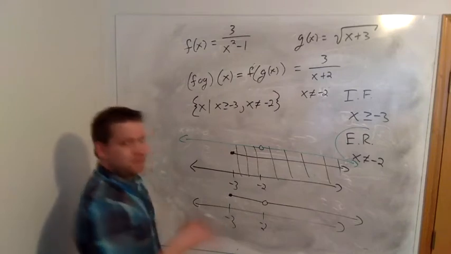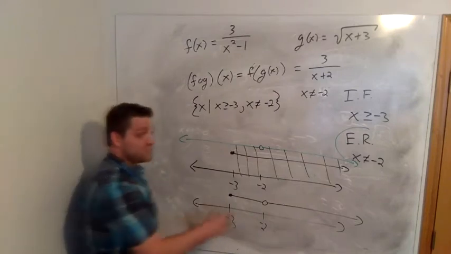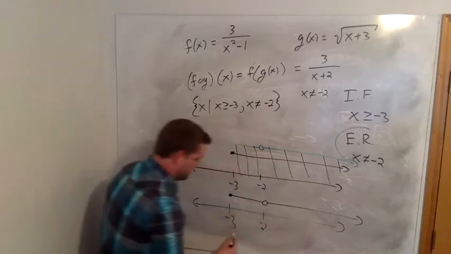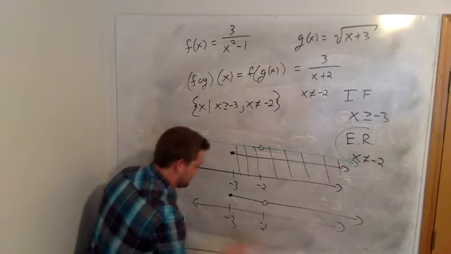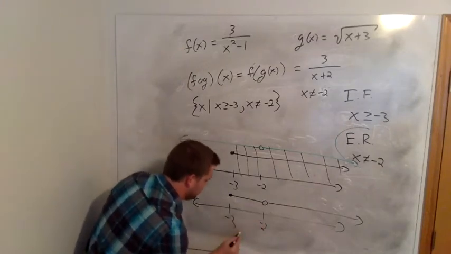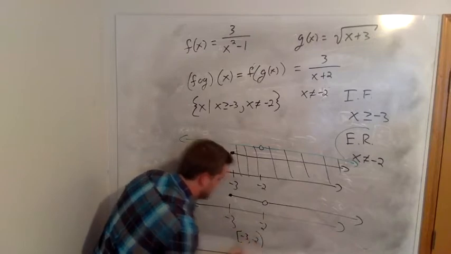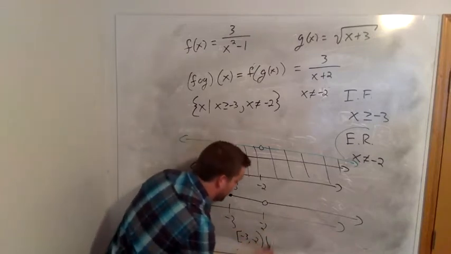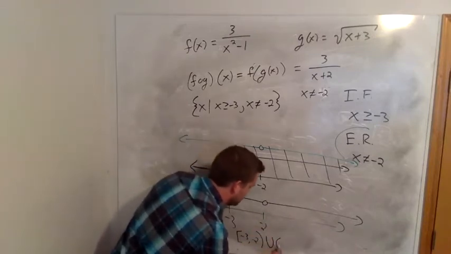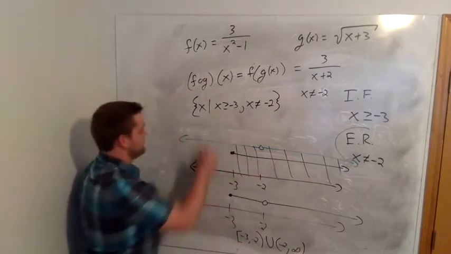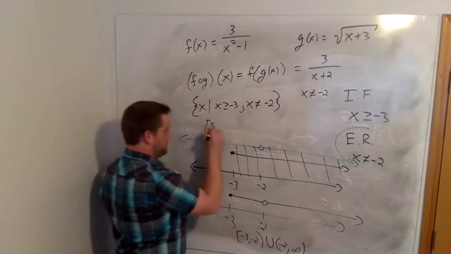So let's say we wanted to use interval notation. That's where you use the brackets. So I have these 2 regions. I'll kind of glue them together. So I have this set, which would be from negative 3 to negative 2, hard bracket, soft bracket, or we could be from negative 2 to infinity. So that's another way to write the domain.